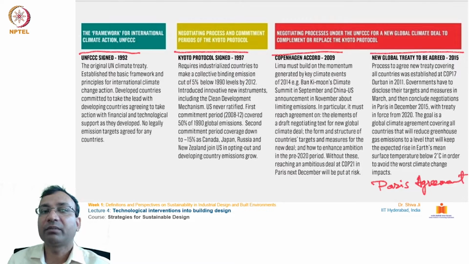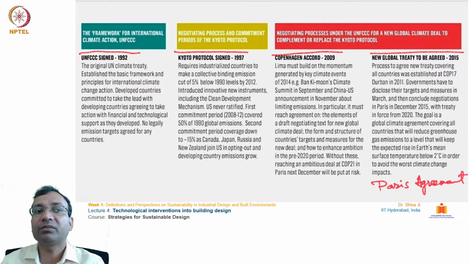The goal is a global climate agreement covering all countries that will reduce greenhouse gas emissions to a level that will keep the expected rise in Earth's mean surface temperature below 2 degrees centigrade, in order to avoid the worst climatic change impacts. This was the negotiating process under the UNFCCC for a new global climate deal to complement or replace the Kyoto Protocol. This was the latest major agreement between the major economies of the world, whether developed or developing countries, to prepare a consensus for sustainable development.